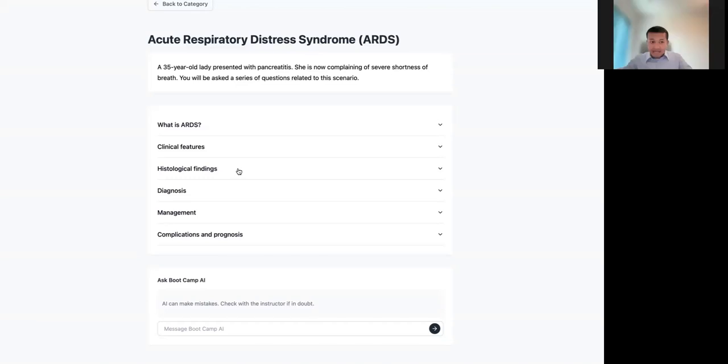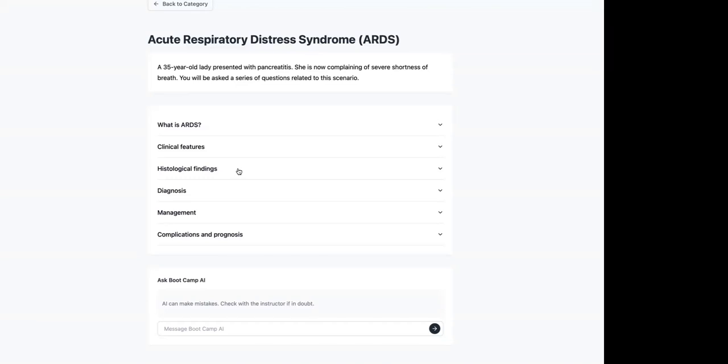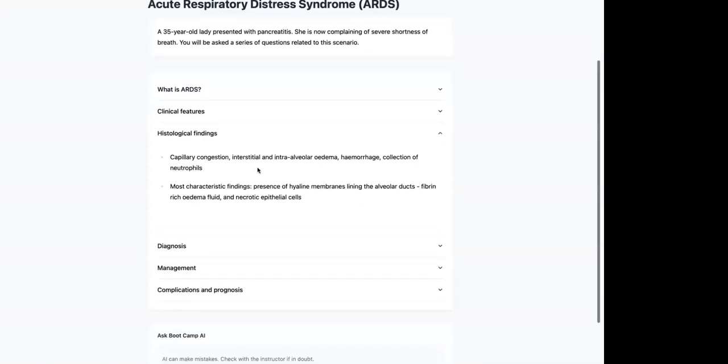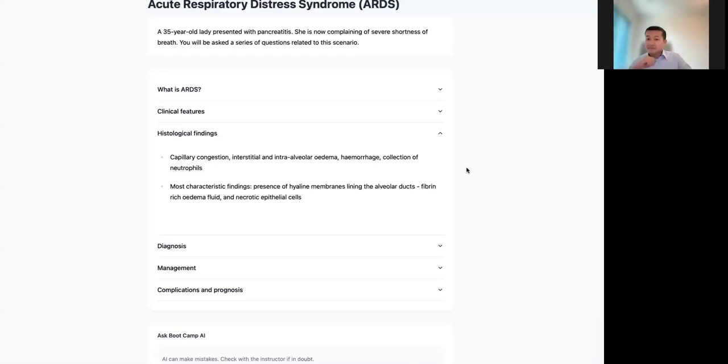Is it hyaline cartilage that we see? No, they're hyaline membranes. Membrane formation, fibrin exudate. Very good. These are not hyaline cartilages, by the way. That is one of the very confusing points. They call them hyaline membranes because these membranes resemble the hyaline cartilage. And these hyaline membranes, in fact, are necrotic epithelial cells, edema fluids, and the neutrophils.